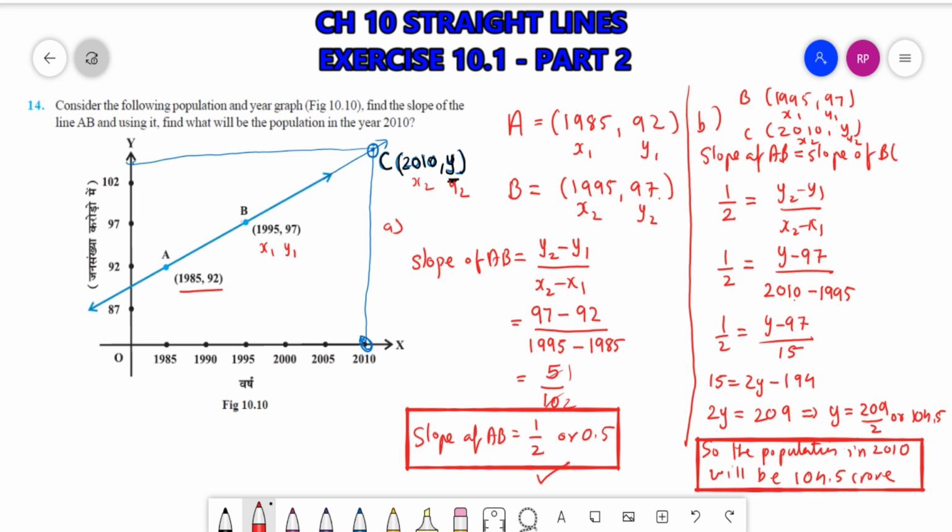Okay, so what we did, we just took 2010 and plotted the point on the line AB, and the y coordinate we took as y. So then as A, B, C are collinear, we took slope of AB equal to slope of BC. Slope of AB we had already found out, and for BC, y2 minus y1 upon x2 minus x1. So putting the value, we found out y equal to 104.5. So the population in 2010 will be 104.5 crore. Okay, so that was about question number 14. Just note it down.